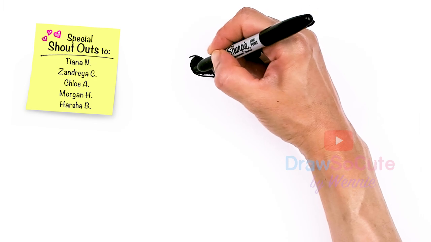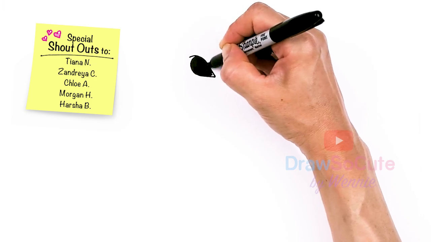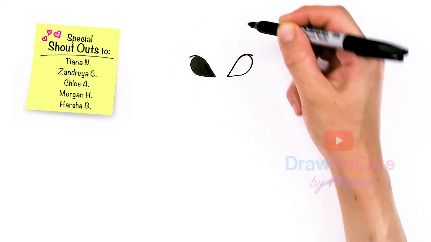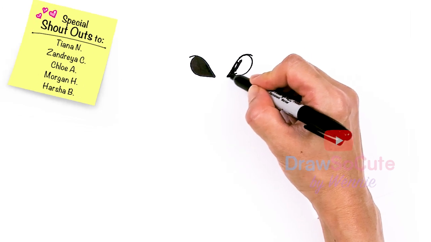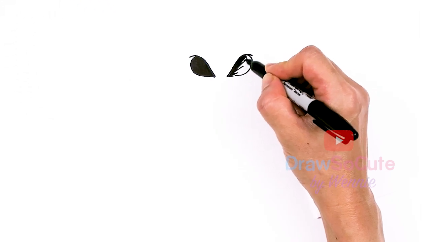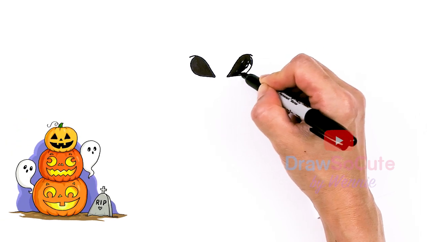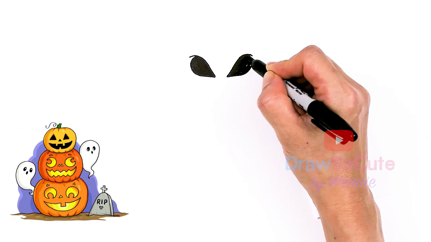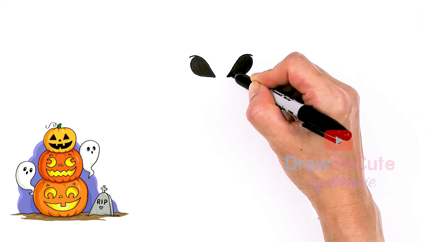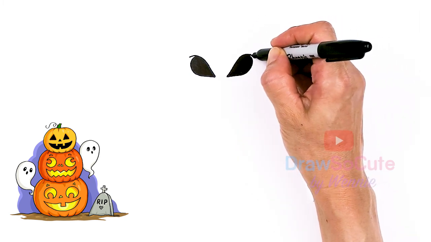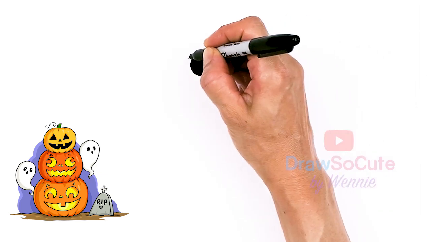So if you want it more evil, you can just make it more slanted and a little bit thinner. But this is a Draw So Cute version of Oogie Boogie, right? So we still want it slightly cute, if that's possible. Okay, so I'm just gonna come right here and just thicken this part up a little bit more, and here.